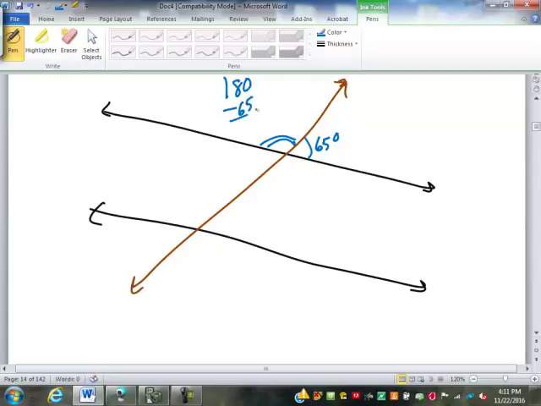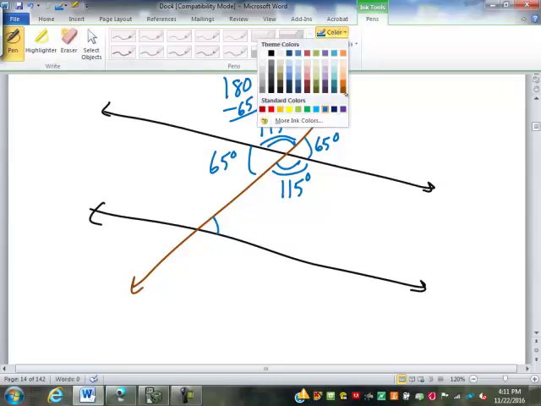You got it, 180 minus 65, or 115 degrees. What's this angle here have to be? 115 degrees. What's this angle over here have to be? 65 degrees. Now this angle down here is a little bit less obvious.